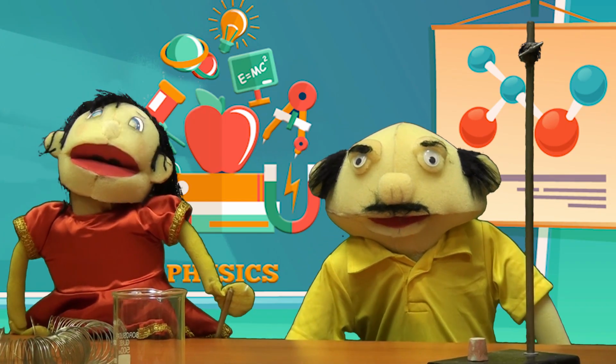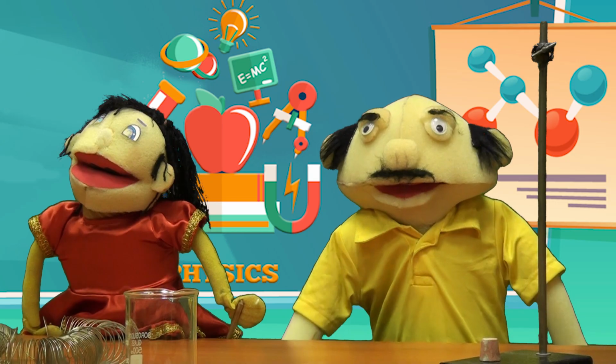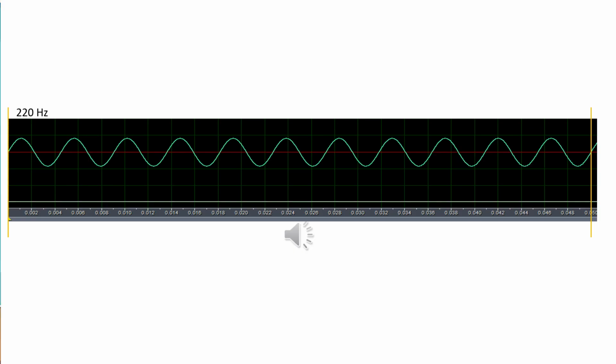Really? Do they look different? No, here you are. Look at this. This is a pure note. Pure notes have a single frequency in them. This one has a frequency of 220 Hertz. The x-axis shows time in seconds, and between the two yellow-orange lines, the time axis reads 0 to 0.050 seconds, and the y-axis shows amplitude.